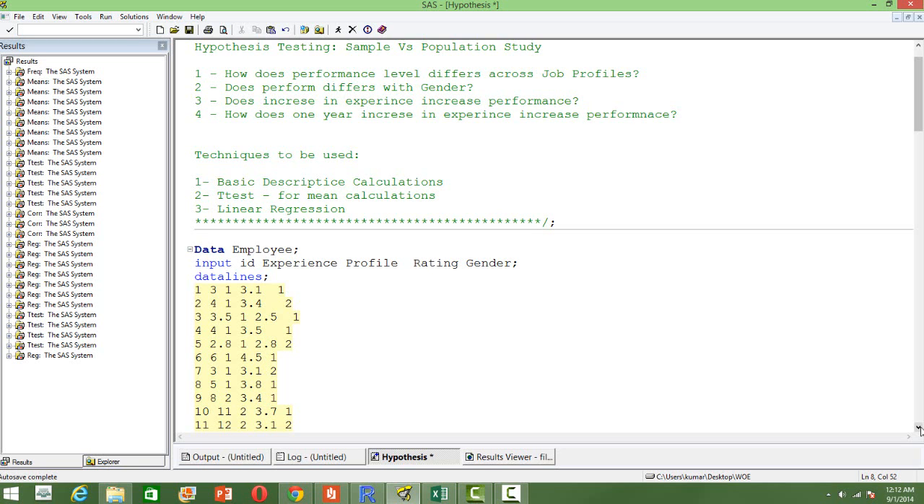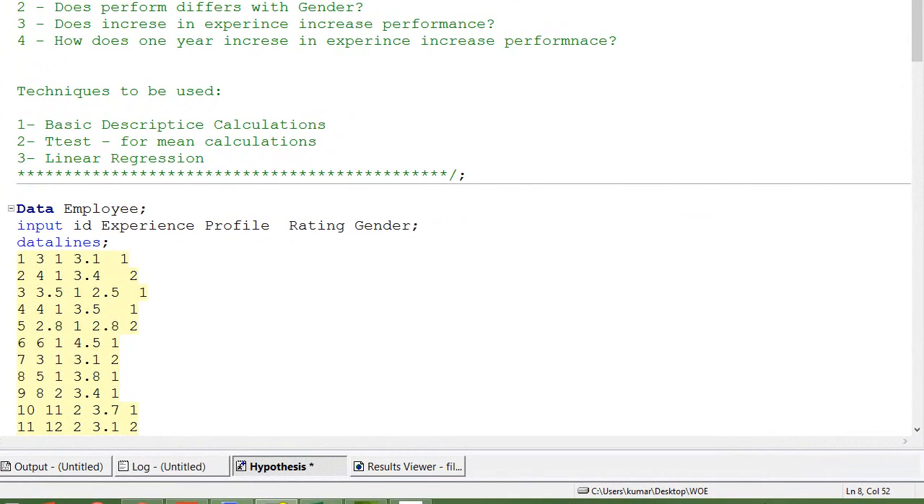So what are the techniques to be used for this discussion? Well, I'll be using very simple techniques. The first one is the basic descriptive statistics, which we usually do for any kind of modeling. I'll also use the t-test for sample mean comparison purposes. And I'll also use linear regression.